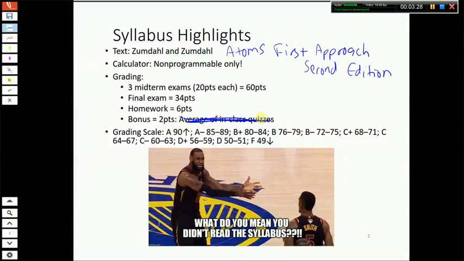So to get a passing grade, you need a 50 or above. Many majors require you to get a C minus to actually pass and count it towards your major. So in that case, you would need a 60 or above. So that's kind of the minimum, but obviously we're all going to shoot higher for that. But this is the scale.